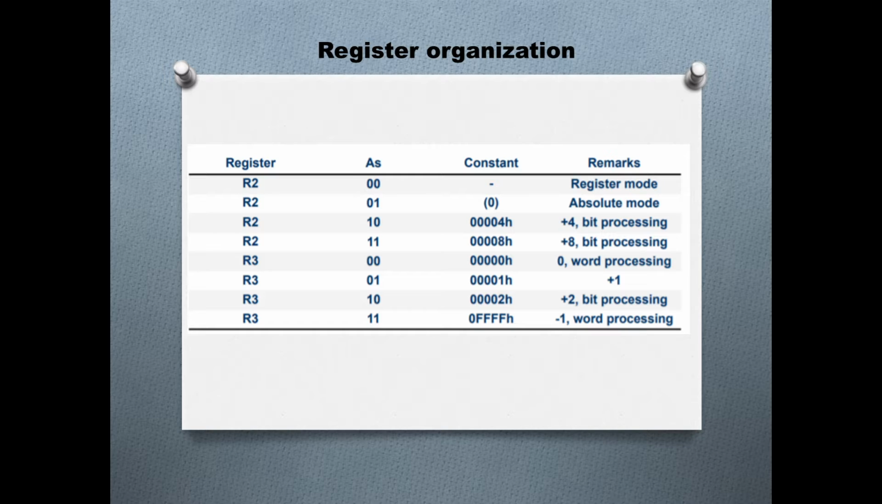R2 and R3 are constant generators. 6 different constants commonly used in programming can be generated using the registers R2 and R3 without adding a 16-bit extension word of code to the instruction. R4 to R15 are general purpose registers. These registers can be used as data registers, data pointers, and indices. They can be accessed either as a byte or as a word.